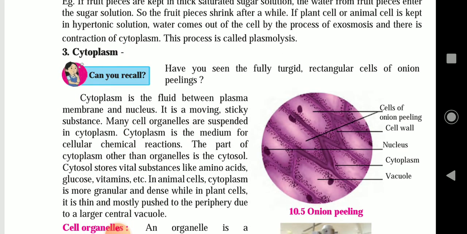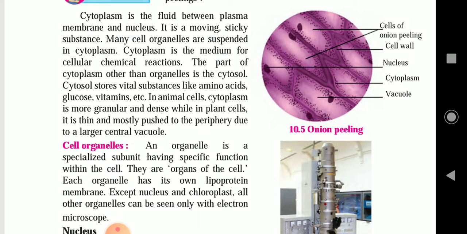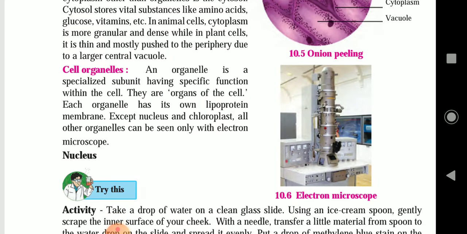Next is the cytoplasm. What cytoplasm is, its function, how it appears, its texture. Whether it is semi-permeable or whether it has a jelly-like substance. It is helpful for the nutrition of the cell, all those things. It stores vital proteins as well as amino acids and vitamins. So different cell organelles we are going to study now further, which are embedded inside the cytoplasm.